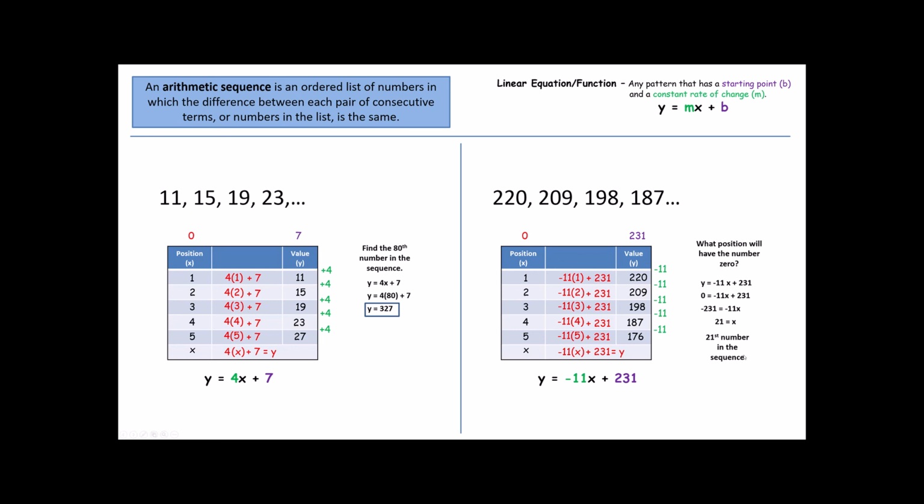The 21st number in the sequence is going to be 0. So I'm going to count down from here. 76, 65, 54, 43. That's really hard to do. But when you reach the 21st position, that's where you should hit the 0.